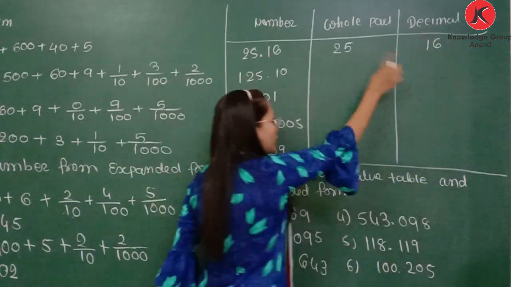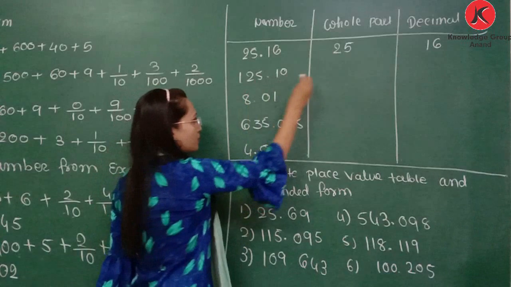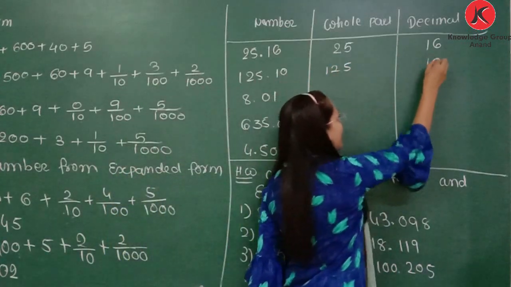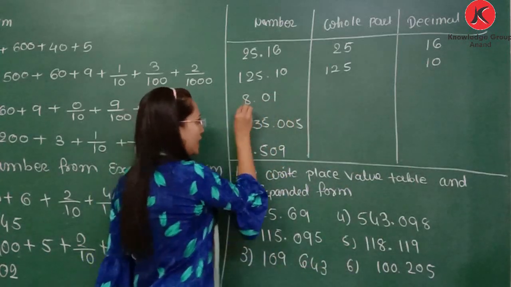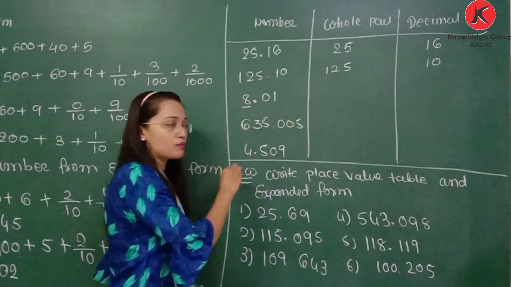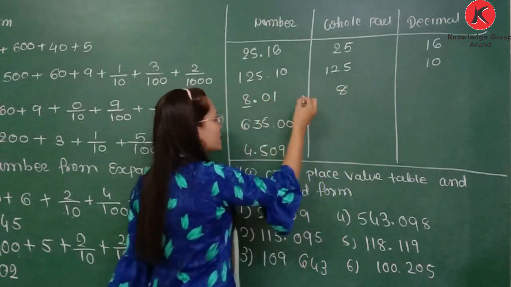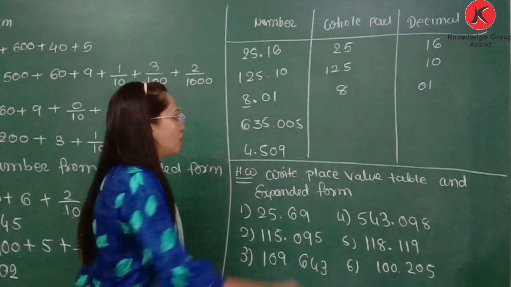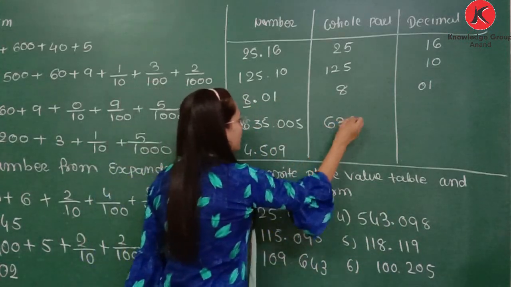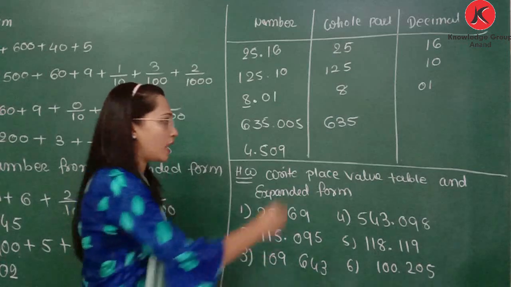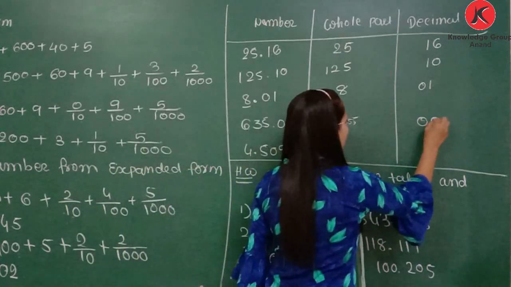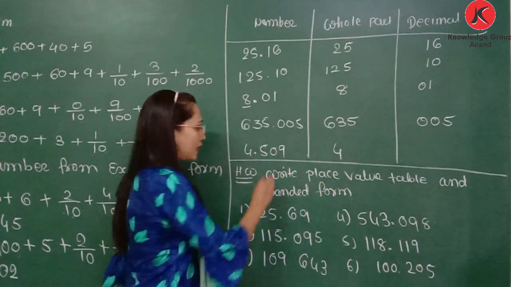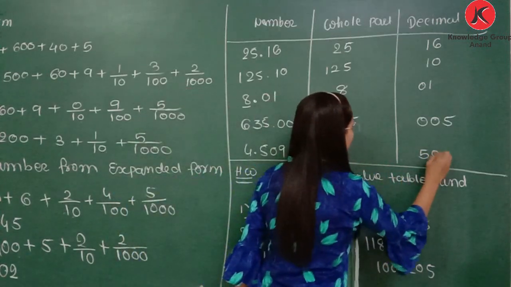So 25.60. For this number 125 will be our whole part and 10 will be our decimal part. For this 8, before the decimal point it is the whole part, and after the decimal point it is the decimal part. So it is 0, 1. For this 635 is our whole part, and 005 is our decimal part. For this 4 is our whole part and 509 is our decimal part.